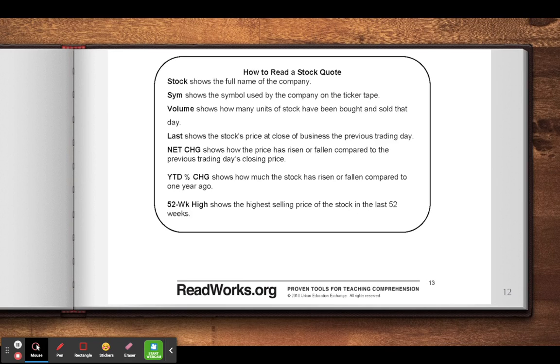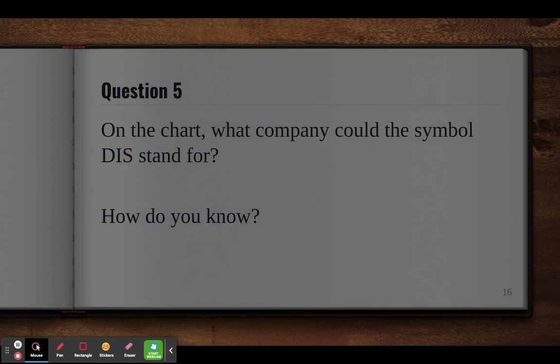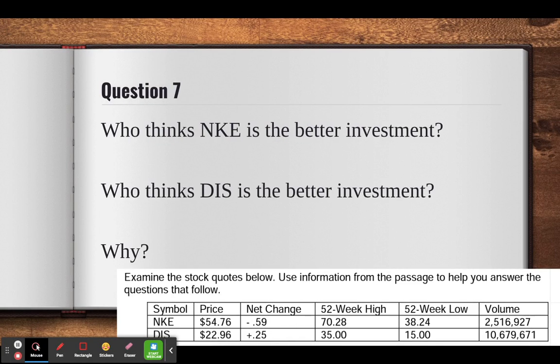Everybody keeps ignoring this, but this tells you how to read it. So to answer question number 6, you need to use not only the stock quotes that I gave you, but you also need to use this from the article. Then question number 7 is an opinion. Tell me which one you think is better, Nike or Disney, but you have to tell me why you think that. Why do you think Nike would be better, or why do you think Disney would be better based off of this information?